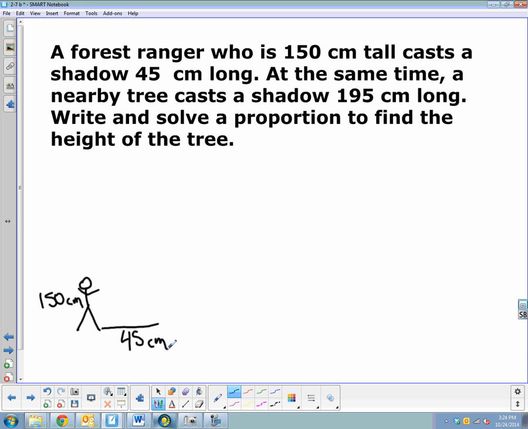At the same time, a nearby tree. I'm going to use green because I can. Here's my tree. That's not too bad. The tree casts a shadow that is, sorry, 195 centimeters long. Write a proportion to find the height of the tree. I don't know the height of the tree, x centimeters. And again, you can use whatever variable you want. I'm going to use x.